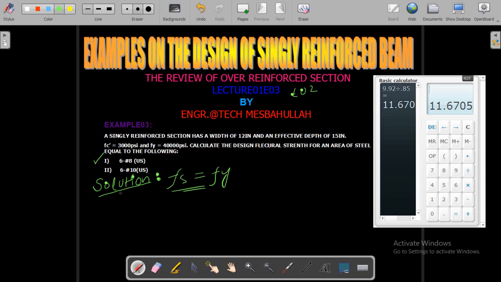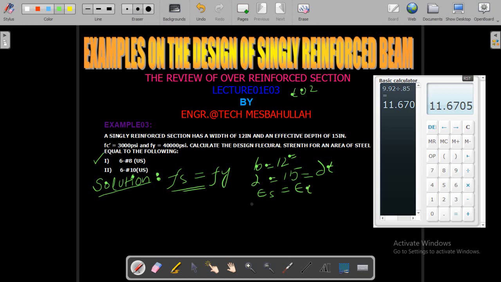Now the width of the section is given. Let me write down the data. We have 12 inches. The depth is given, that is 15 inches. Remember, in this case we are assuming that the steel is placed in one layer, so we can say d equals dt. And similarly, the strain in steel will equal strain epsilon t.